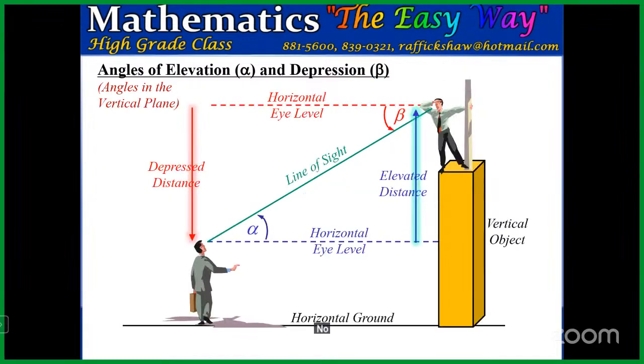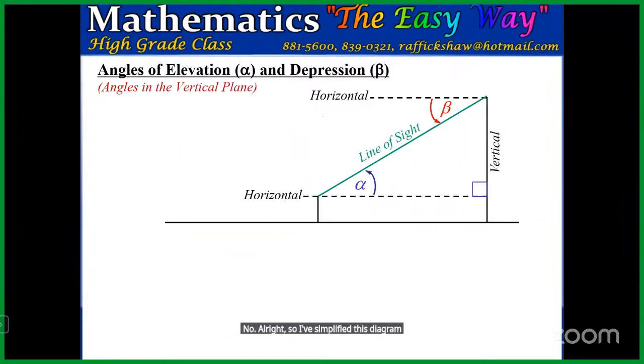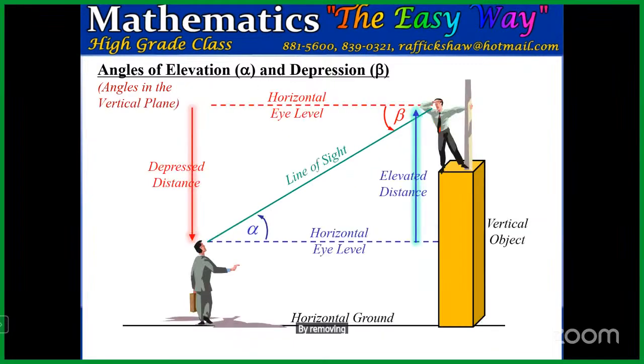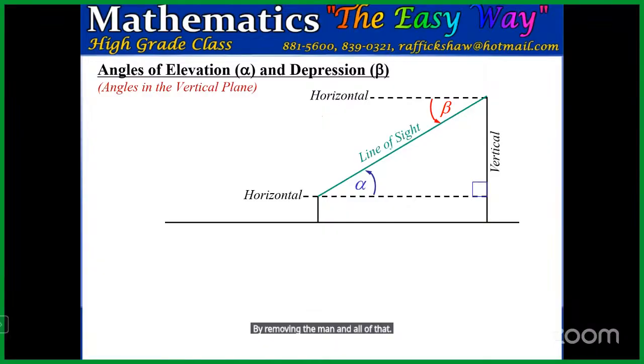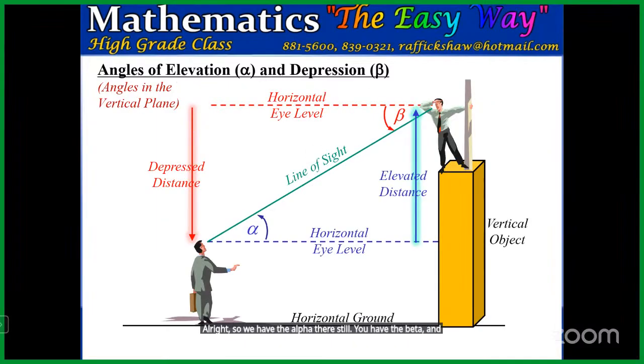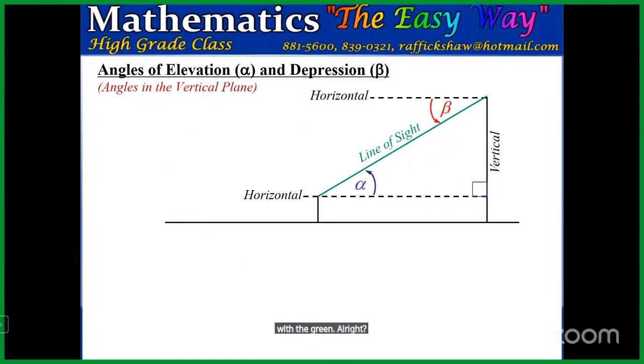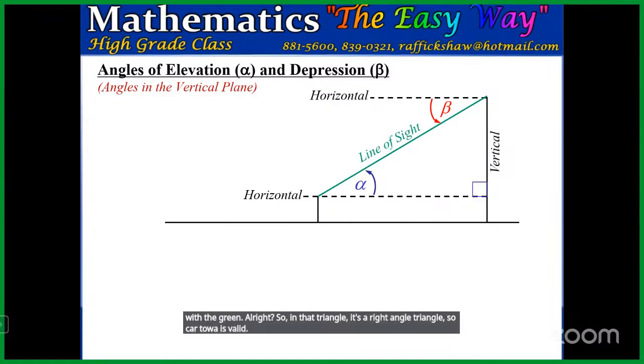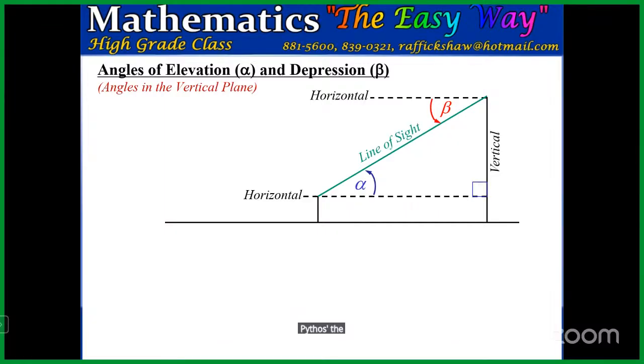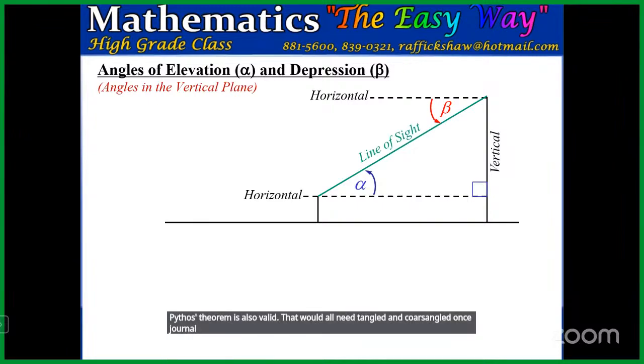All right, so I've simplified this diagram now over here by removing the man and all of that, put it over here. All right, so we have the alpha there still, we have the beta, and we have formed that right angle triangle. We're focusing on the one at the bottom, the blue with the green. All right, so that triangle is a right angle triangle, so SOH CAH TOA is valid. Pythagoras' theorem is also valid. Right, we don't need sine rule and cosine rule once the triangle we're working in is a right angle triangle.